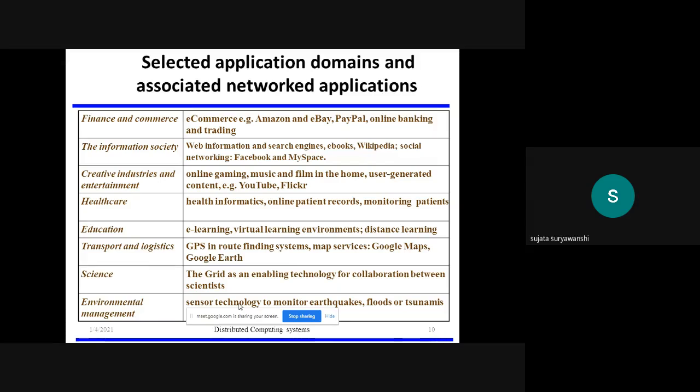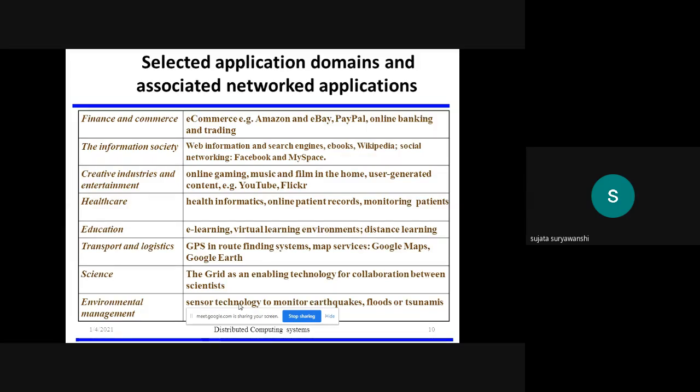Then the next one is healthcare. Healthcare is one of the application domains of distributed applications, where we can develop distributed systems. In that case, we can find the online records of the patients or doctors, or in the case of a hospital.